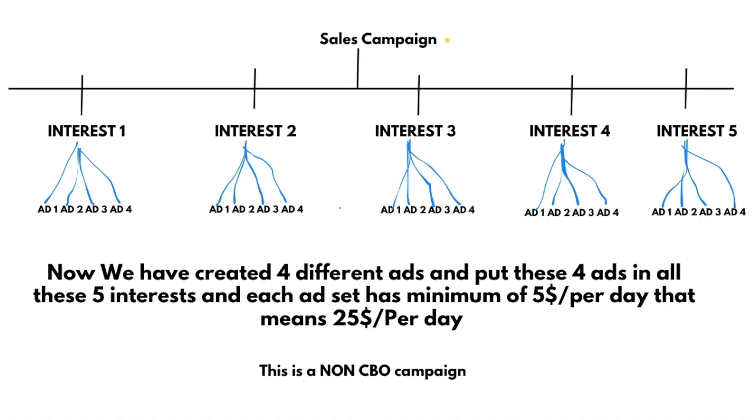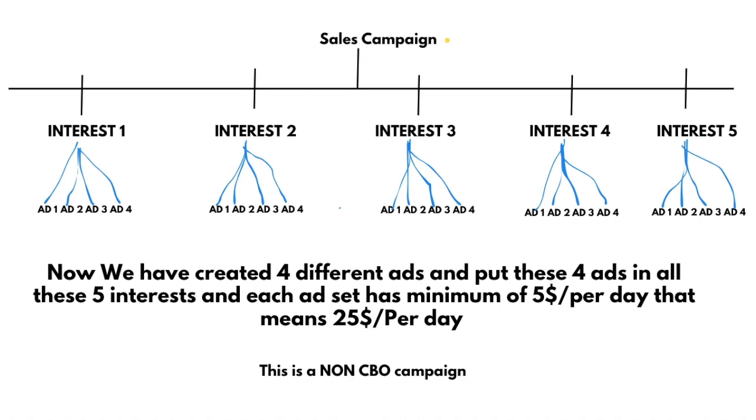We have put these four ads in all these five interests, and each ad set has a minimum of $10 per day. That means $50 per day. If you have less budget, you can opt for $5 per day, and that will mean $25 per day for these five interests. And we will put this in a non-CBO campaign.